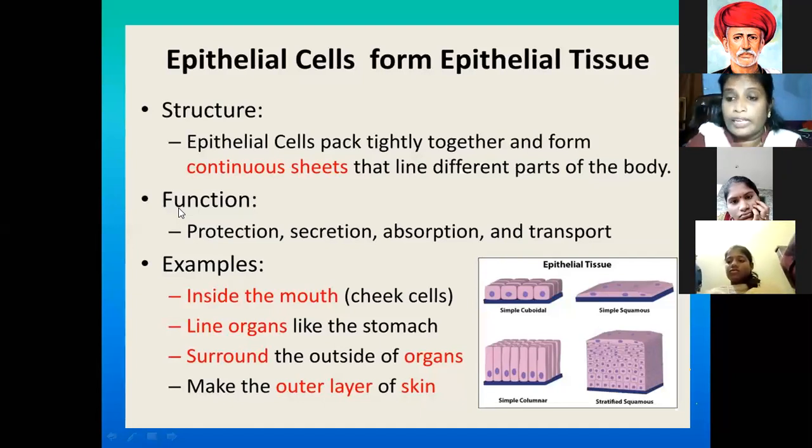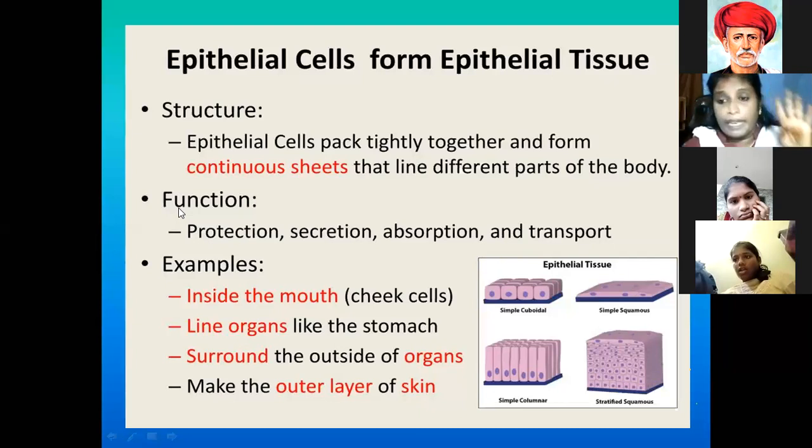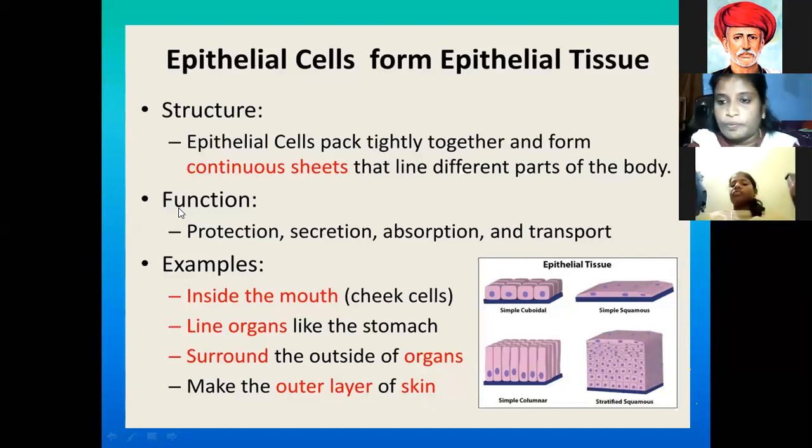Next, what is the main function of epithelial tissue? The main functions are protection, secretion, absorption, and transport. Mainly these functions are carried out through the epithelial tissue. In the internal body also it maintains protection, secretion, absorption, and transport. Can you understand?